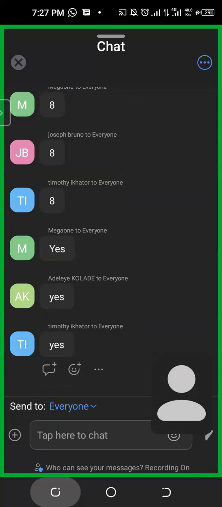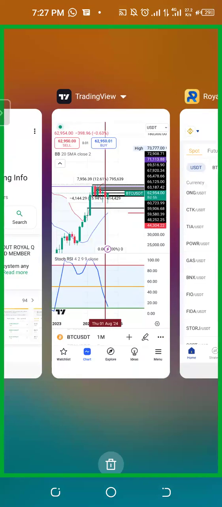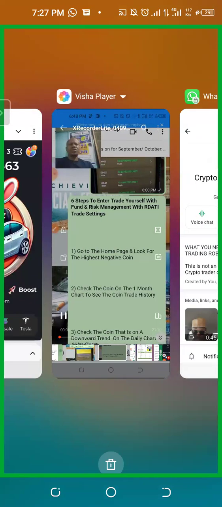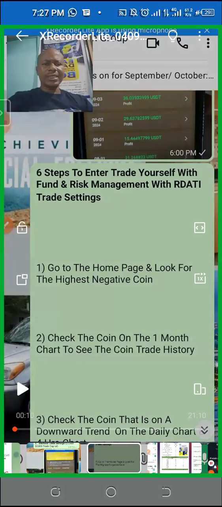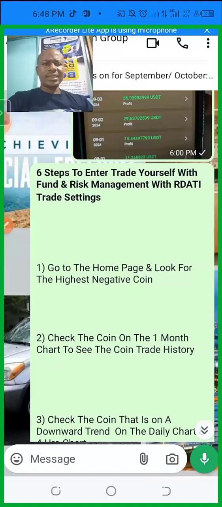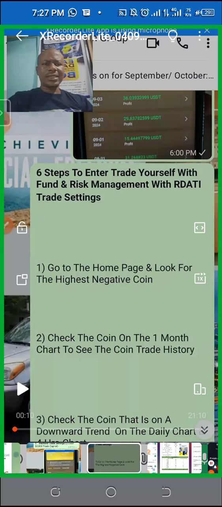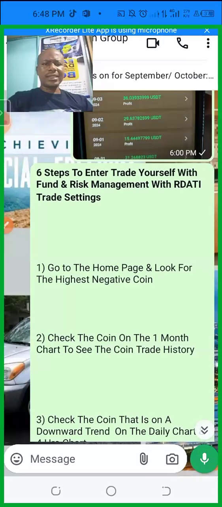Now, let me introduce us to the system, enter trade yourself with fun. I'll be playing a video that I've already recorded that we can watch to learn, so let's take our time to learn. This is just the 6 steps to enter trade by yourself. The strategy was just coined, the D4H1H downward trade strategy. It was developed and we can learn from it. So let us sit back and listen.